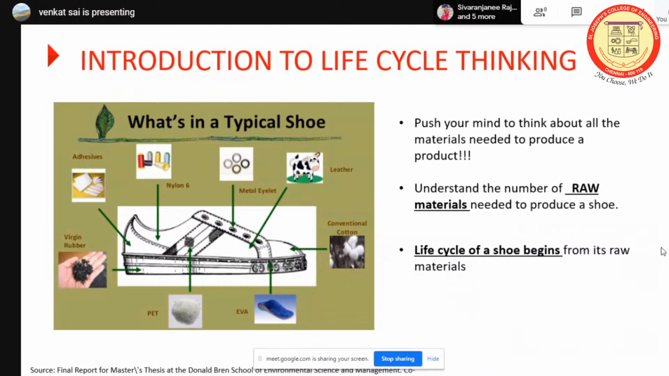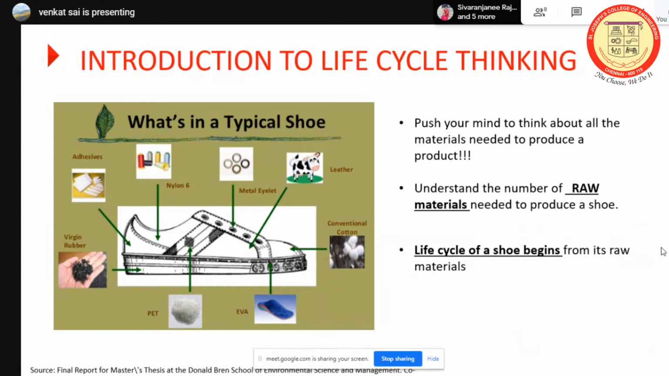Look at the screen to your left. Look at the number of materials that are needed to create a shoe. You need adhesives, you need cotton, you need leather, you need nylon, you need rubber. The life cycle of a shoe begins from its raw materials. Understand the number of raw materials that are needed to produce a single shoe. Push your mind now to think about all the materials that are needed to produce a single product.